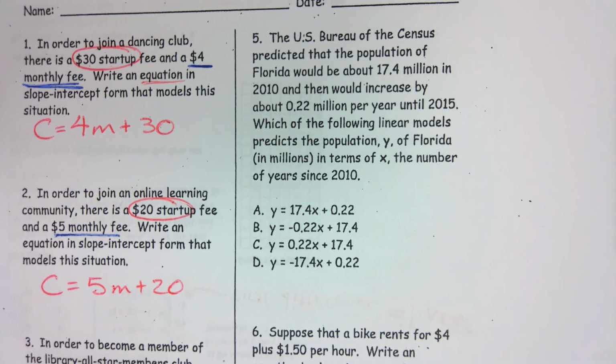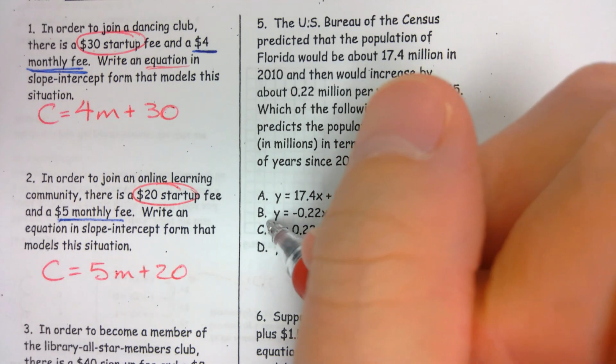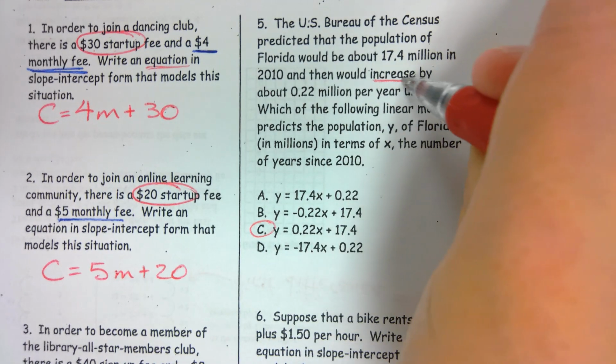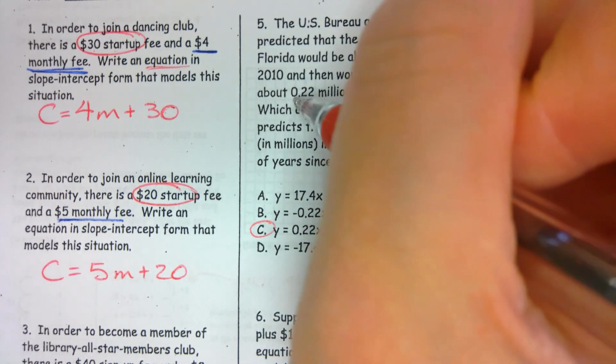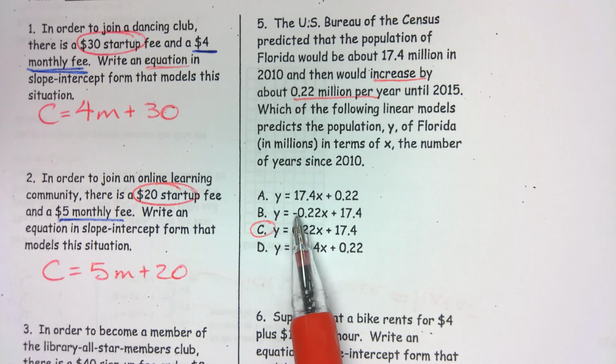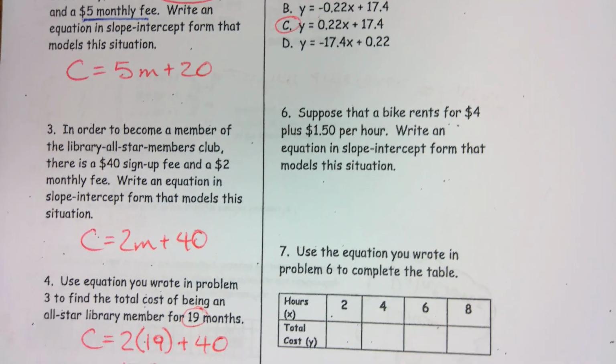All right, Tenzi, number 5. C. B. Yep. All right, because it's an increase per year. Increase of this per year. What would the negative mean? Right, the population would decrease if it's negative. Okay. Number 6, Aaron.